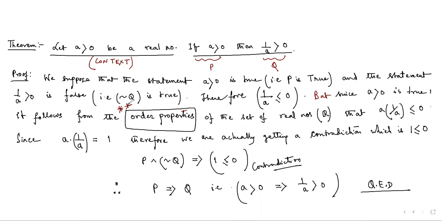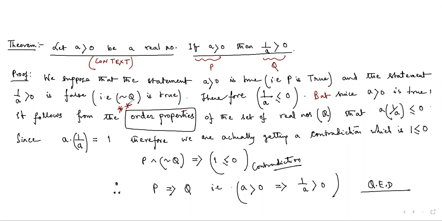Similarly, when you are dealing with this proof, the only requirement you need is to know the order properties. The order property I have applied is that if A is greater than 0 and 1 by A is less than 0, then their product is less than 0. If one real number is positive and another real number is negative, the product is negative.